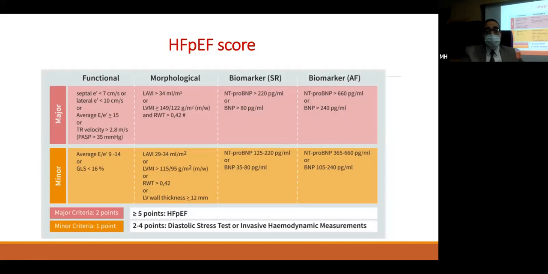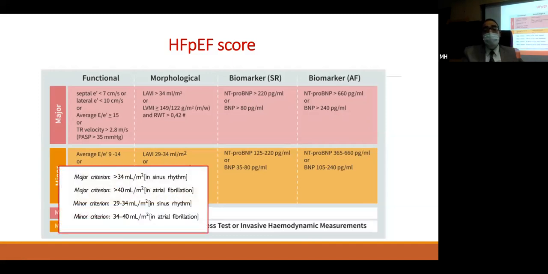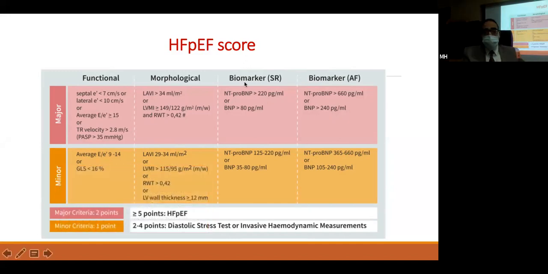But importantly, in this score they changed the cutoff value for the left atrial volume index in patients with AF. The previous value is valid if the patient has sinus rhythm. But if the patient has atrial fibrillation, the left atrial volume index should be more than 40 to be a major criterion and receive 2 points, and a minor criterion is between 34 and 40. This is very important because it's expected that the left atrium dilates in patients with AF even in the absence of diastolic dysfunction. The third domain is the biomarkers, and there are different cutoff values between sinus rhythm and AF. The cutoff value for NT-proBNP in sinus rhythm is 220, and in AF is 660.